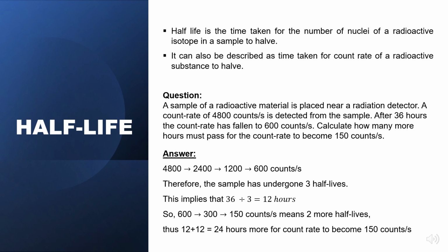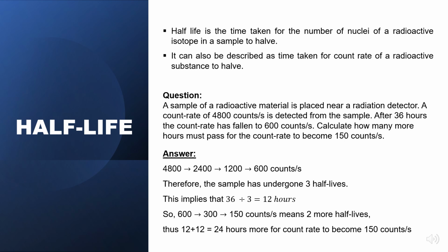First, we will find the number of half-lives this radioactive sample has gone through to reach 600 counts per second. To do this, we keep on dividing 4,800 until we reach 600. We first divide 4,800 by 2, so we get 2,400. Then again divide by 2, we get 1,200. And we divide by 2 again, we get 600 counts per second. So we can see it has undergone division 3 times, which means it has gone through 3 half-lives to reach 600 counts per second.